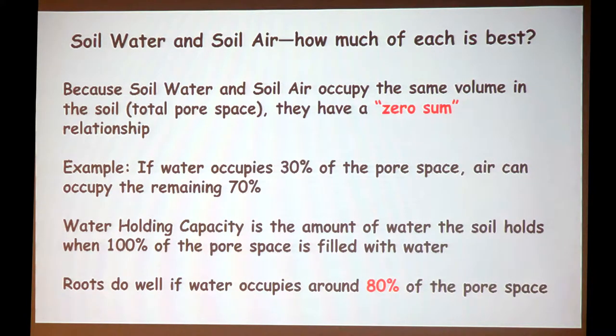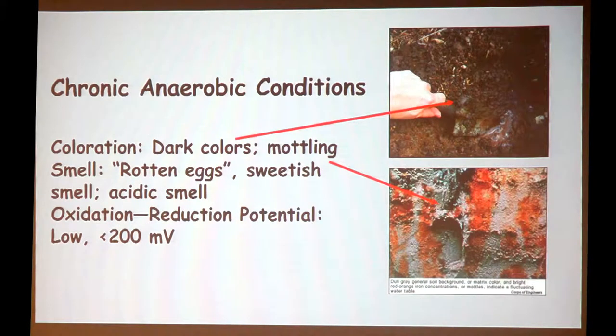Around 80%, as we mentioned, is what we normally shoot for, at least for experimental purposes. That's the number that we're always after. What happens if we go higher than that? We can induce a chronic anaerobic condition. Now, what happens there? Well, we've eliminated all the oxygen from the system. The plant has taken up all the oxygen it can, but microbes have used all the oxygen available as well.